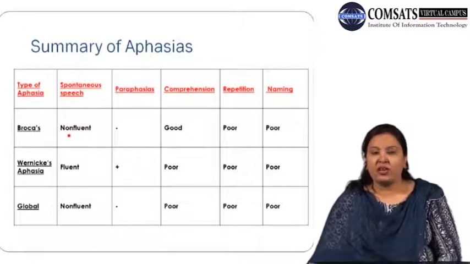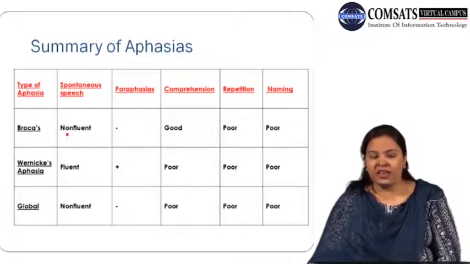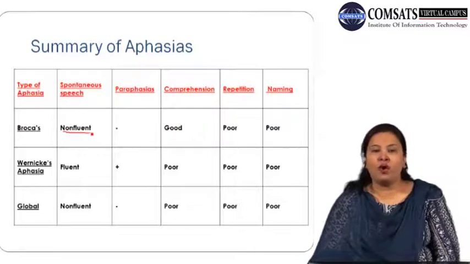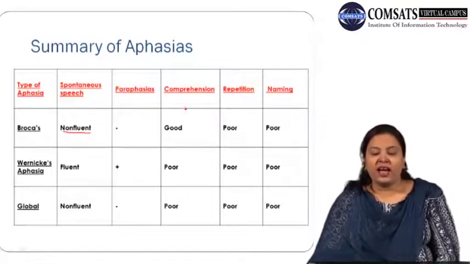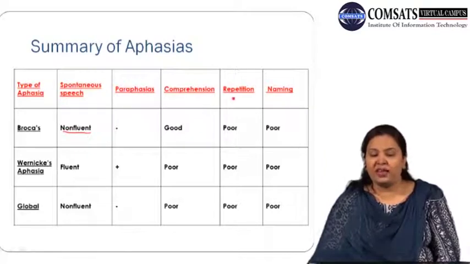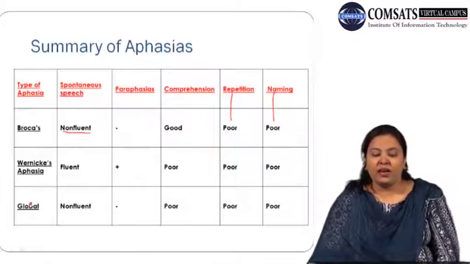What type of speech is there? In Broca aphasia, we have non-fluent speech. The people are not fluent, and they have good comprehension, but they are poor in repetition and poor in naming. In Wernicke's aphasia, they are fluent speakers.